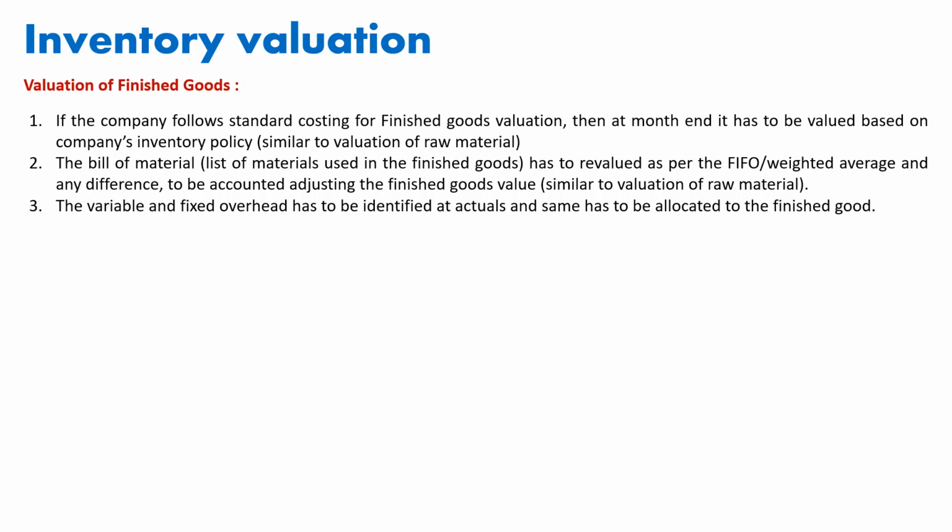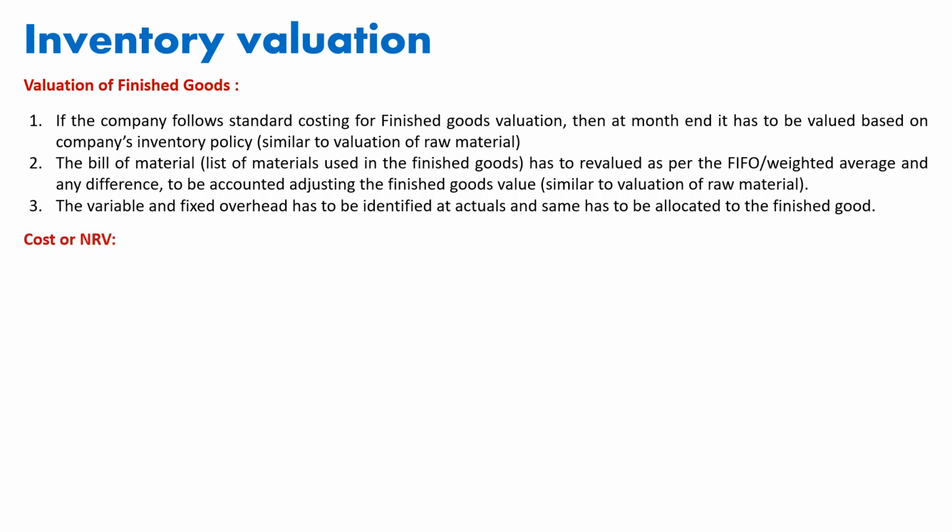One interesting thing here is that for standard costing, for variable and fixed cost, that is the overhead, the company would have taken a standard cost for that as well. So what you need to do here, the variable and fixed overhead has to be identified at actuals, and the same has to be allocated to the finished goods, correct? Then only you will get the complete cost of manufacturing of the finished goods.